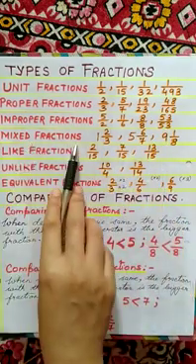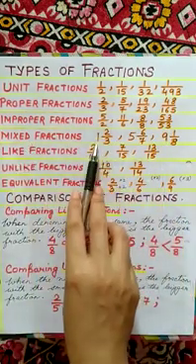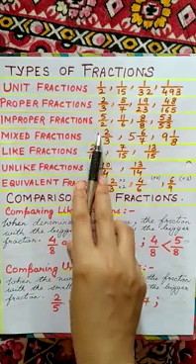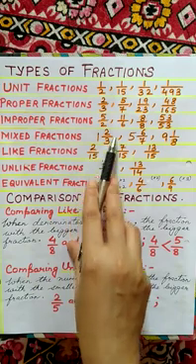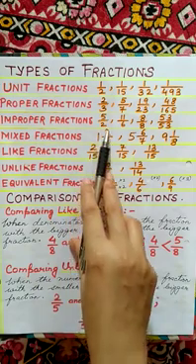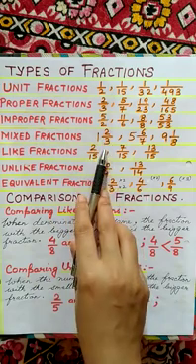Then we have mixed fraction. Why mixed? Mixed because we have a whole number and a fraction mixed here. Therefore, it is a mixed fraction. In this mixed fraction, 1 is the whole number, 2 by 3 is the fraction.